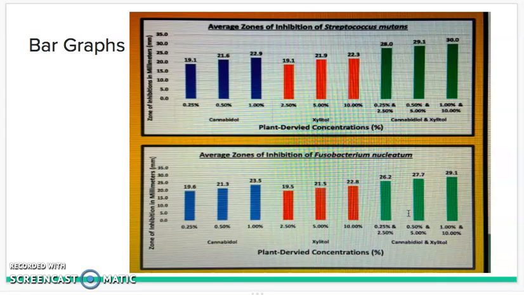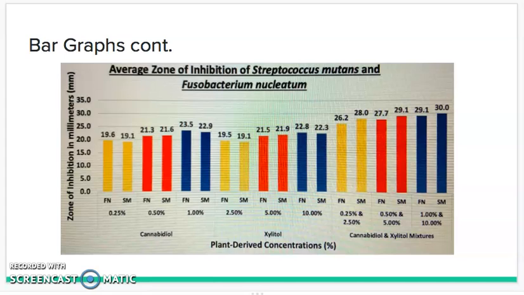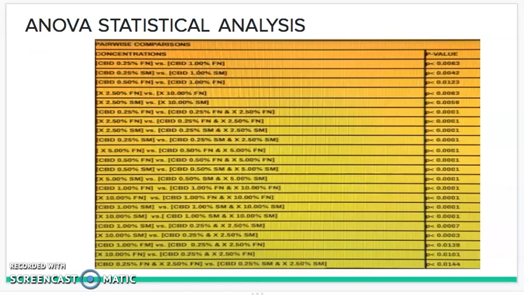So for my bar graphs, you can see the average zone of inhibition of Streptococcus mutans, and then the average zone of inhibition of the Fusobacterium nucleatum. You can see how in both graphs, cannabidiol was significantly larger than xylitol, and it had more of an impact just alone on both bacteria than the xylitol did. But, as you can see better in my bar graphs, the synergistic effects of both cannabidiol and xylitol mixtures had a greater impact together than individually, proving my hypothesis correct that the synergistic effects of cannabidiol and xylitol mixtures worked better and will prevent dental caries rather than just individually.